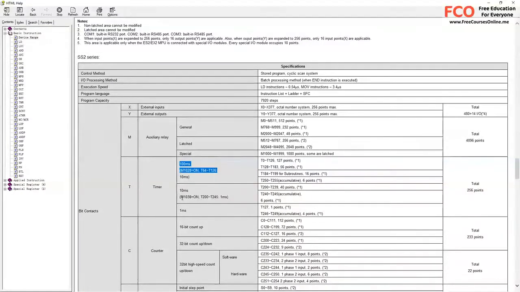Whereas here we've got M1038. If that is on, then the range of T200 to T245 will have 1 millisecond. So you can see how some of the special memory bits that we have, we can actually then toggle options on and off in our PLCs and actually then affect other registers as well.